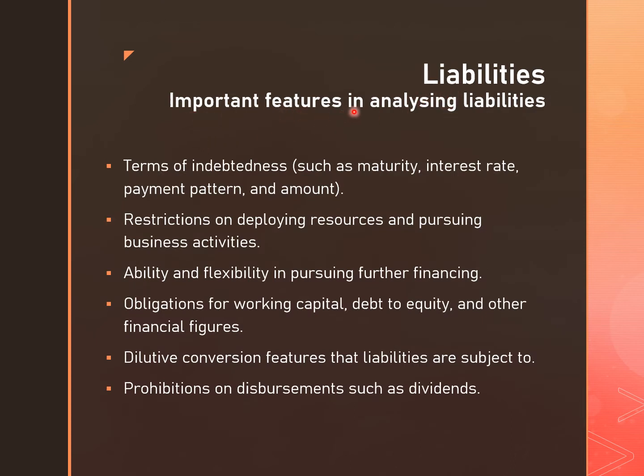These are the important features in analysing liability. First one, you boleh tengok in terms of the indebtedness. Okay, bila maturity dia, berapa interest rate dia, macam mana payment pattern and also the amount. And then the restriction on deploying resources and pursuing business activities. Ability and flexibility in pursuing further financing. Okay, kalau dah ada liability tu, boleh tak dia nak incur another liability, get some more debt. Okay, and then the obligation for working capital, debt to equity and other financial figures.